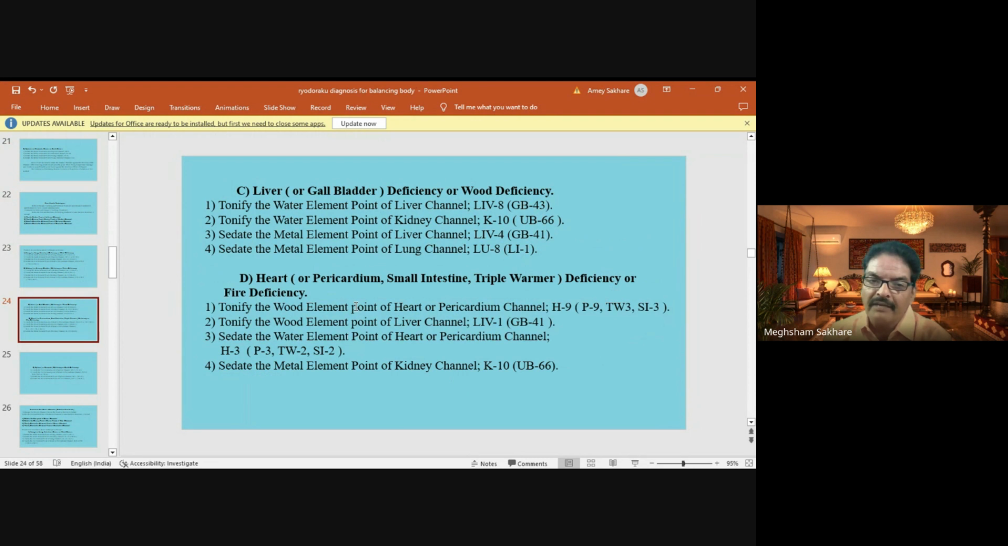Sedate the water element point of the heart or pericardium channel. Means water extinguishes fire, so water should be sedated. Fire would be tonified. Sedate the water element point of the kidney channel, K10 or UB66.